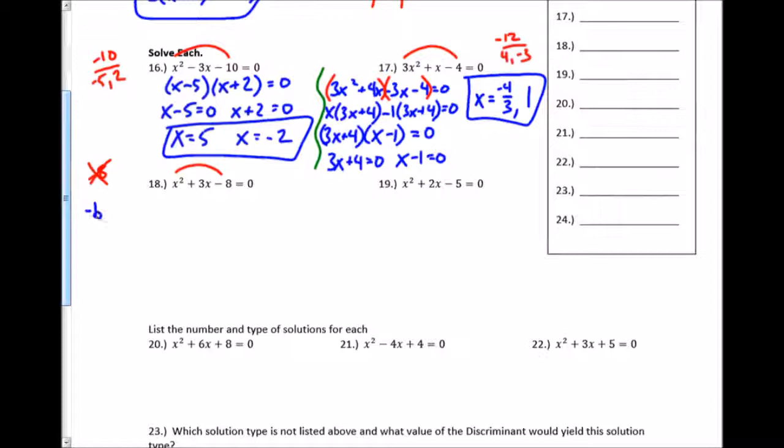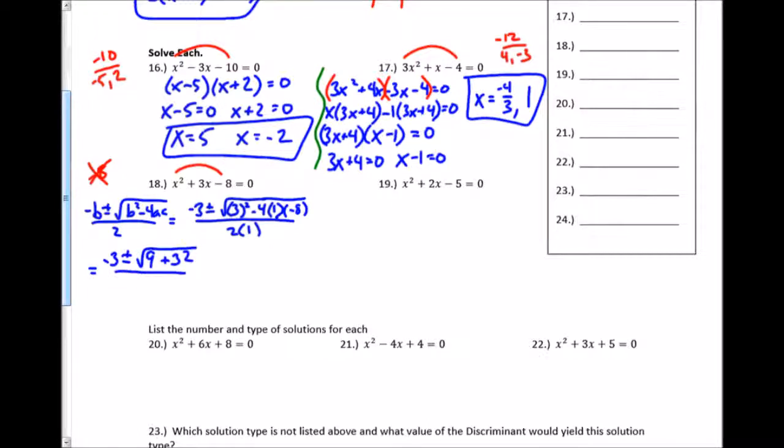So I'm going to do the opposite of b plus or minus the square root of b squared minus 4ac all over 2a. So that's a negative 3 plus or minus the square root of 3 squared minus 4 times a, which is 1, times c, which is negative 8, all over 2 times a, which is the 1. So that's a negative 3 plus or minus the square root of 9 plus 32, all over 2, which is a negative 3 plus or minus the square root of 41 over 2. And there's nothing else I can do there. I can't simplify that radical, so I leave it the way it is.